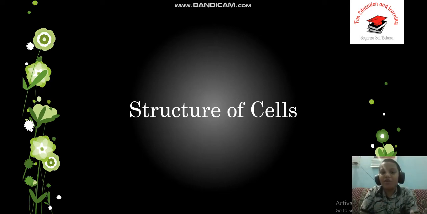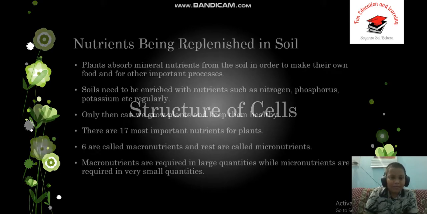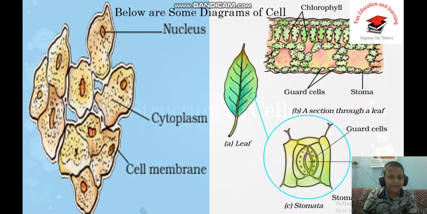This is our second video on class 7 chapter 1 science, nutrition in plants. We have learned till nutrition being replenished in soil. Now we will do structure of cells.